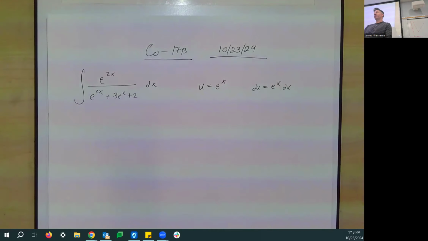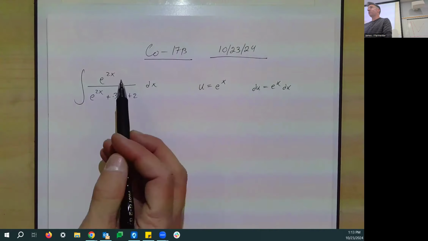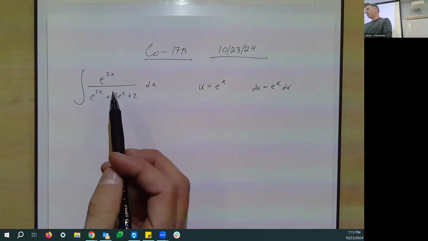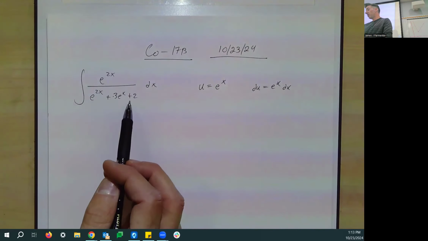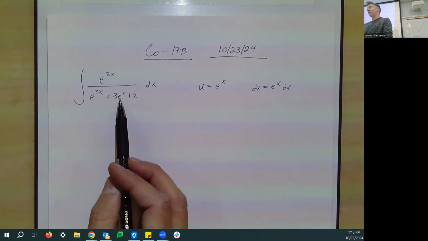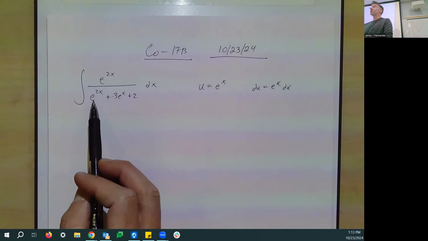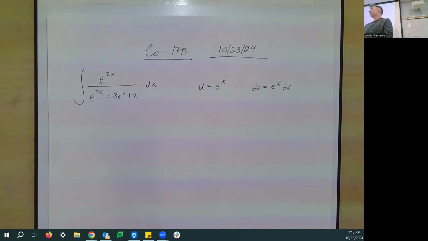You might be asking, well, James, why didn't you pick e to the 2x? Fair question. If you pick u equal to e to the 2x, your derivative would be 2e to the 2x, and you also have that up top. But that's going to make substituting it for the denominator harder. If I let u equal e to the x, that e to the x is going to be a u, and that e to the 2x is going to be a u squared. So that's what's kind of driving my choice here.